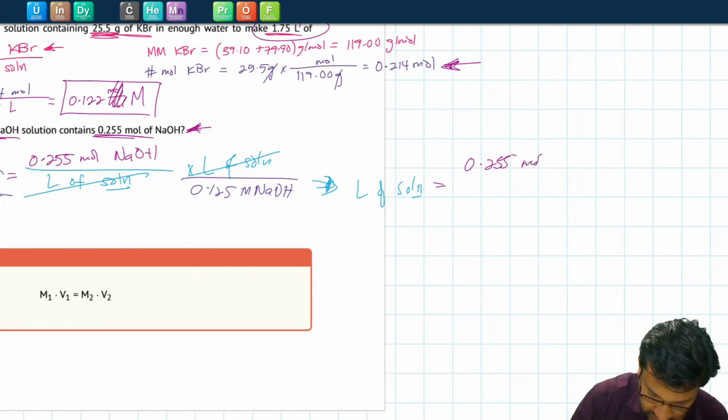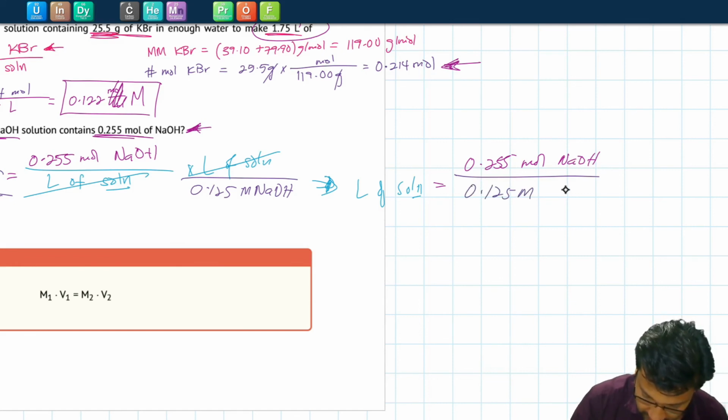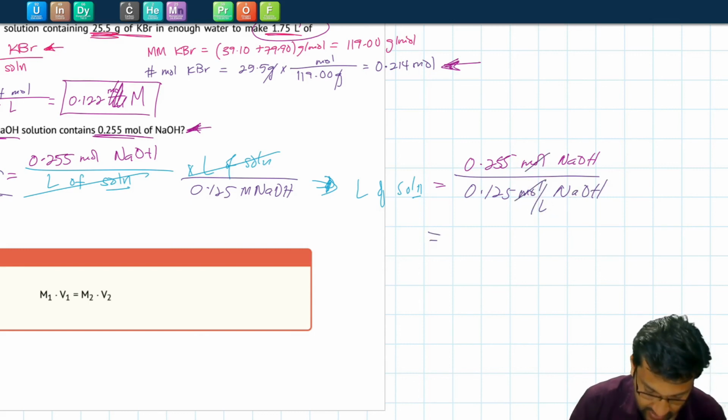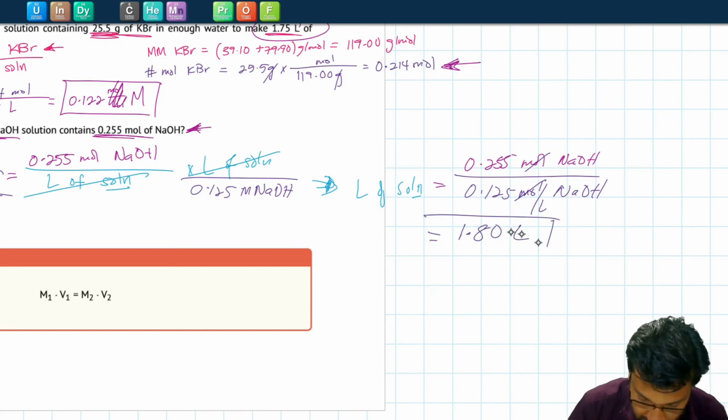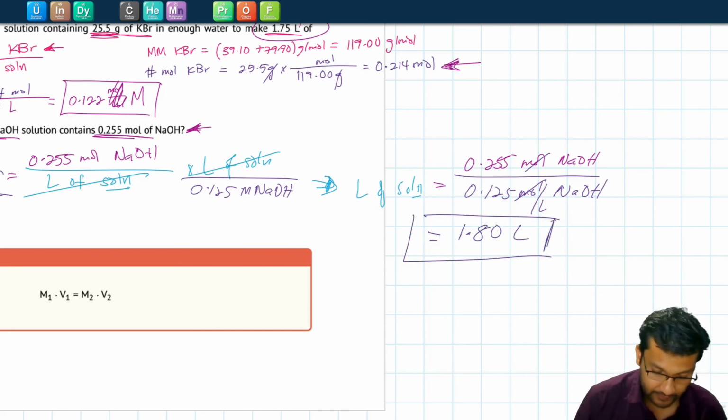0.255 moles of NaOH divided by 0.125 moles of NaOH per liter. In these calculations, molarity is just moles over liter, so moles will cancel out and we're left with liters in our answer, which is what makes sense. 0.255 divided by 0.125 gives us 1.80 liters to 3 sig figs. And so that is our answer.